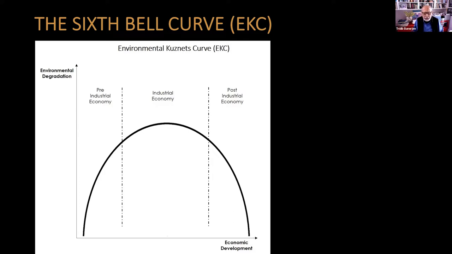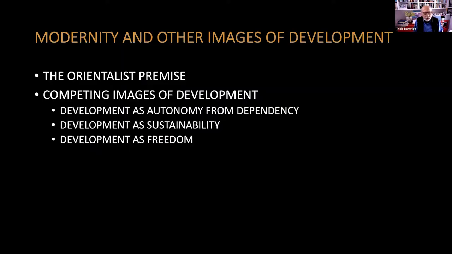The reason I'm using this bell curve, and I should devote a chapter to the bell curves, is that it has some implications for city design, which I will come back to at the very end. And then there are some other images or arguments; one chapter I devote to alternative images of development: not economic development, but development as autonomy from dependency, development as sustainability, development as freedom, as Amartya Sen has argued.